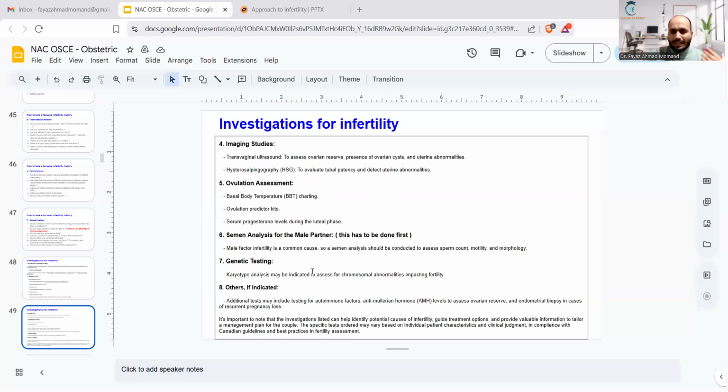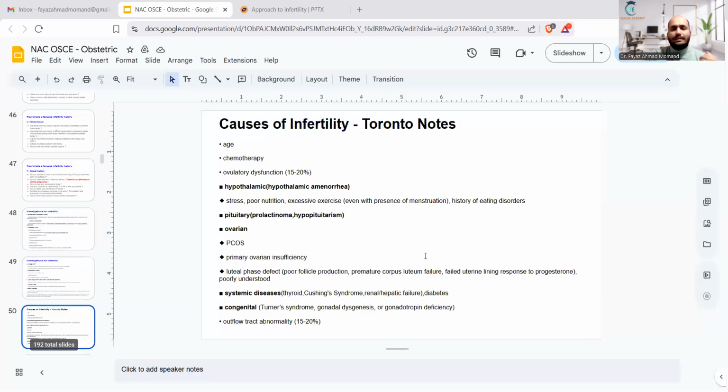We can consider other tests such as genetic testing and anti-Mullerian hormone levels, endometrial biopsy in some cases. But first, we start with the semen analysis, then for the female, we do ultrasound, and we can do hormone assay like FSH, LH, estrogen based on our clinical findings.